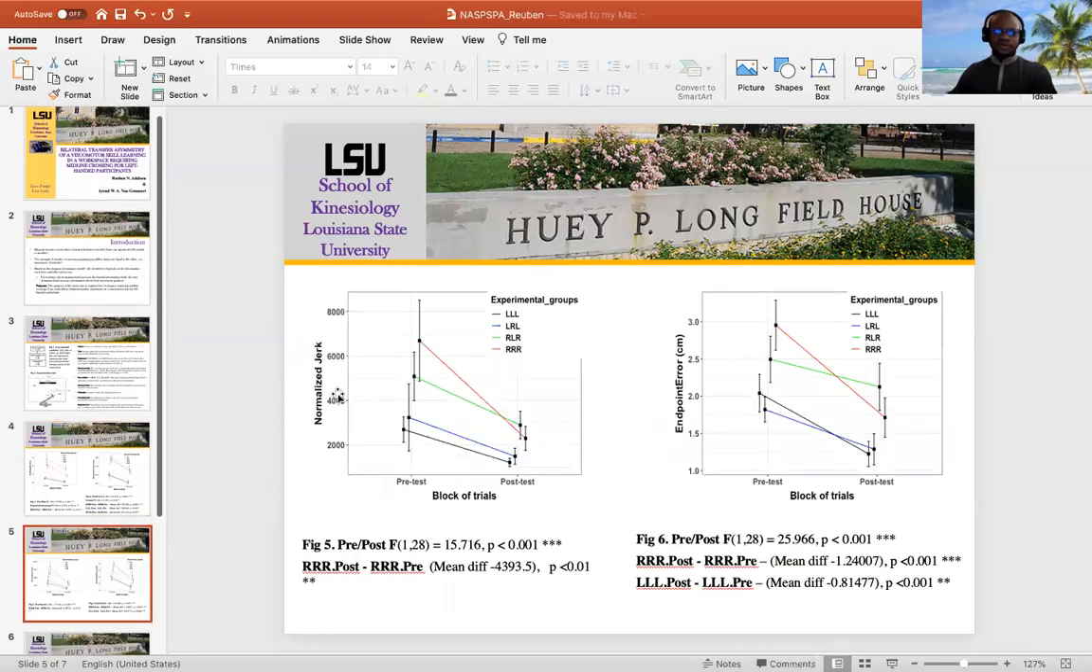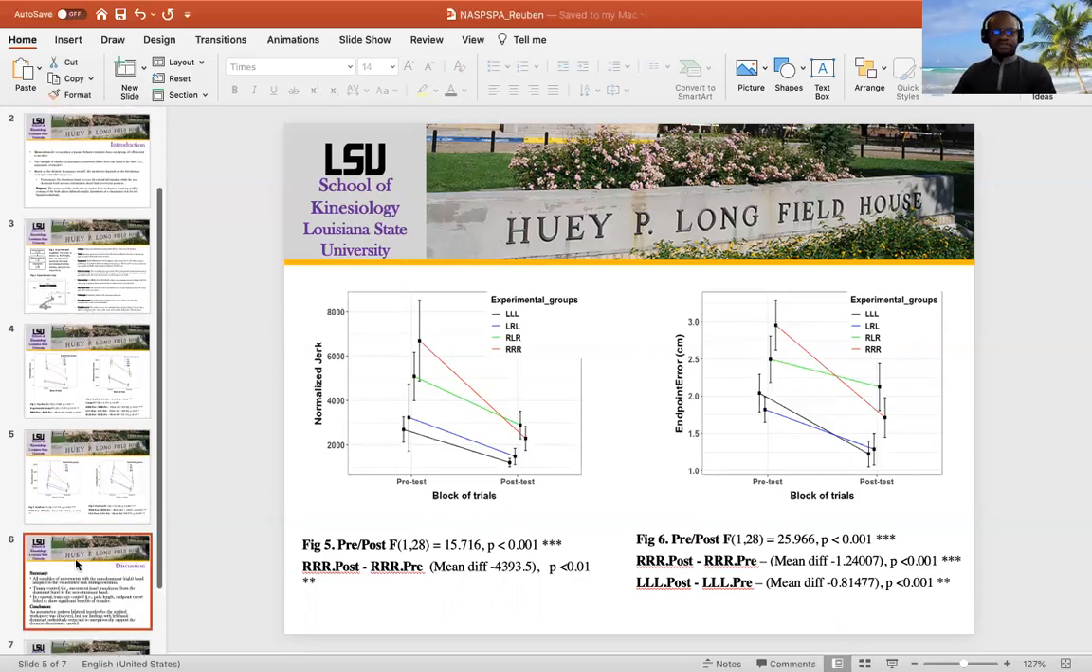We moved to normalized jerk. We saw a similar pattern as shown in the path length. There was no bilateral transfer. However, there was some adaptation to the task for the right hand group, or the retention group that trained with their right hand. And for endpoint error, it was a similar pattern, also no bilateral transfer, but we could observe some adaptation for the two retention groups.